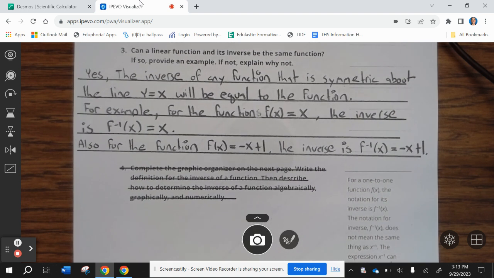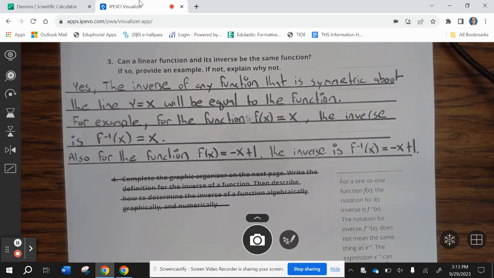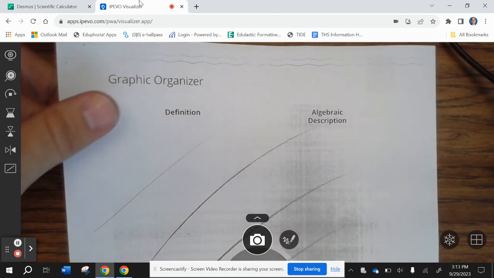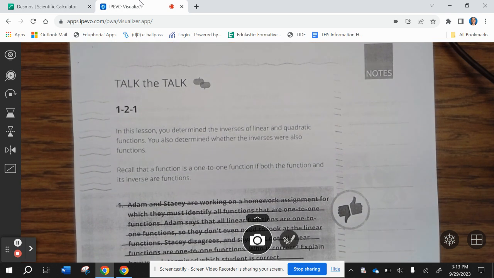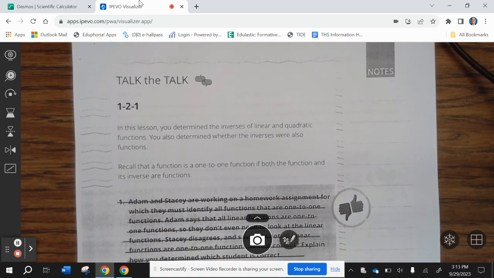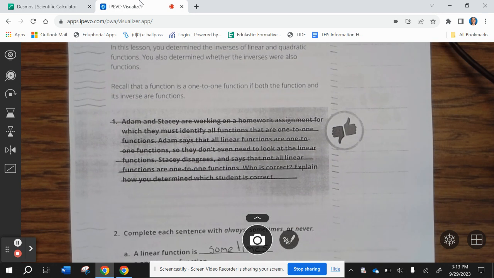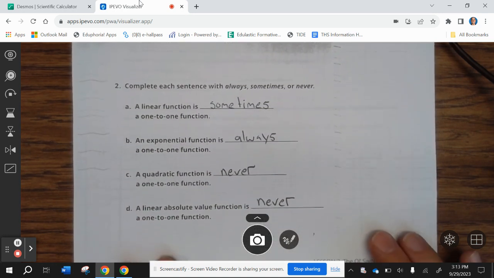All right, you can mark that out. Let's move to the next page. You can mark this page out. All right, you can mark that out. And let's take a look at here.